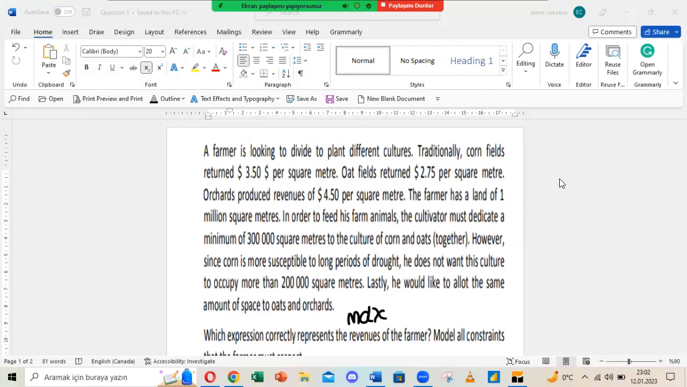Today I would like to solve a problem regarding mathematical modeling. Let's read the problem first, then solve step by step.